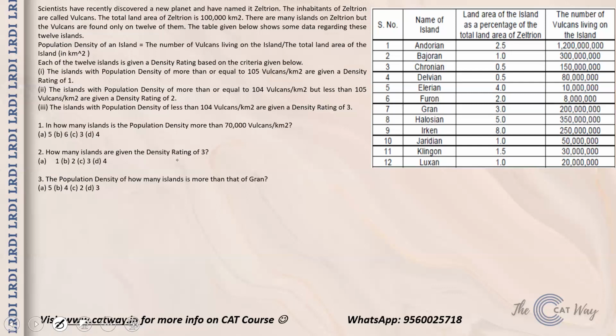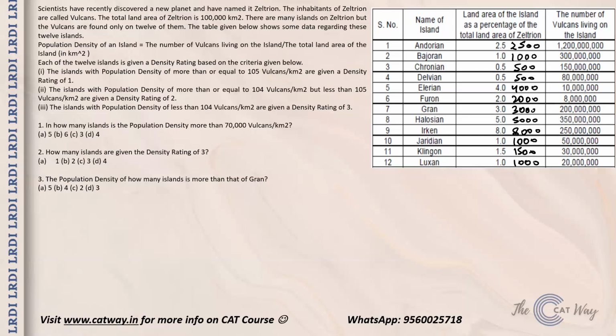Andorian has 2.5% of the total land area of Zeltrion. The total land area of Zeltrion is 1 lakh square kilometers, so 2.5% of it will be equal to 2500, right? Similarly, you can write down the total land area for different islands. This one is 1%, so 1000 square kilometers. This is 500, this is 500, this is 4000, this is 2000, this is 3000, 5000, 8000, 1000, 1500 and 1000. So this has been given as the total area.